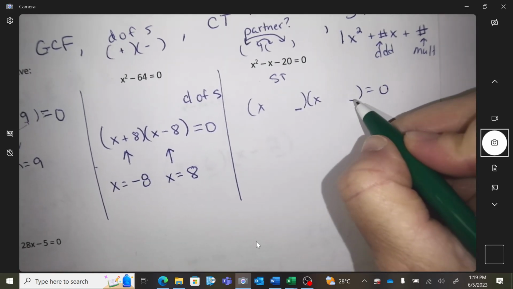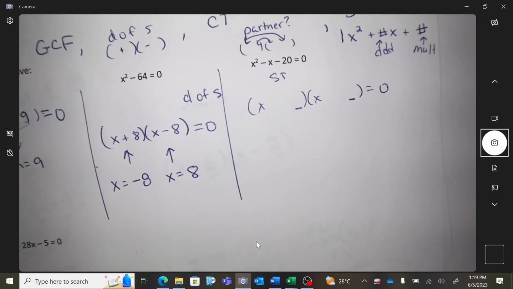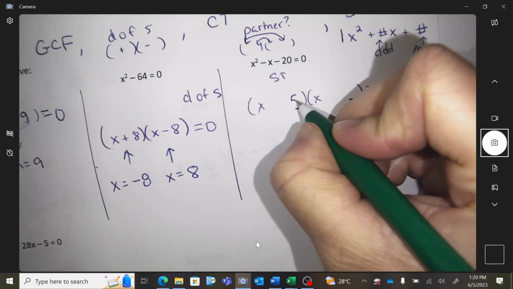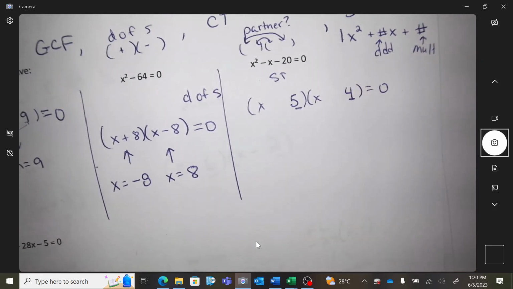We're going to think, probably first, what are the multiples of 20? And once I think about my multiples of 20, I need those 2 numbers to add to -1. So can you think of some set that multiplies to 20? 5 times 4, and I'm trying to get a -1 out of them.